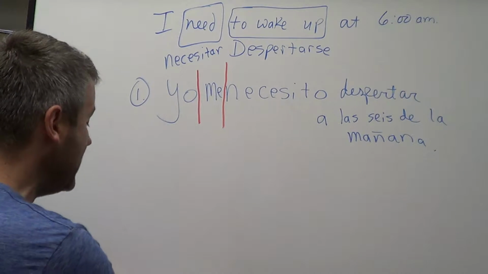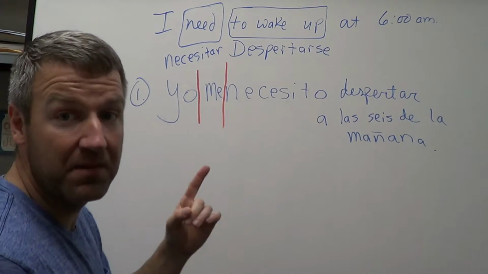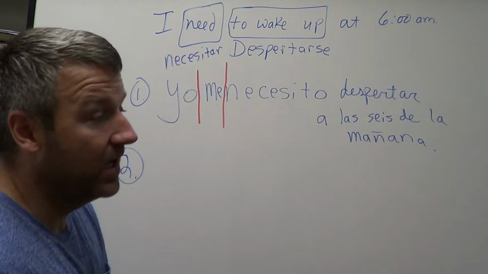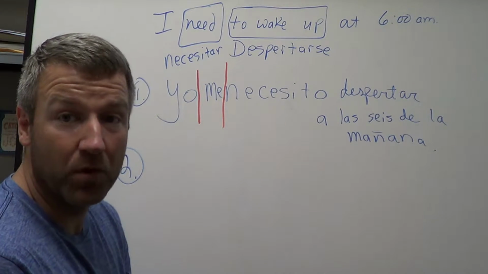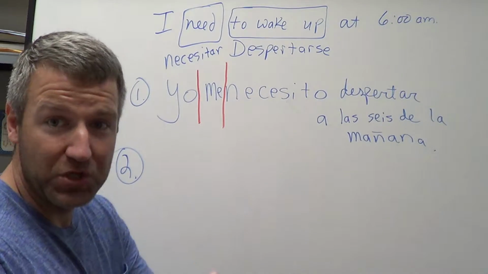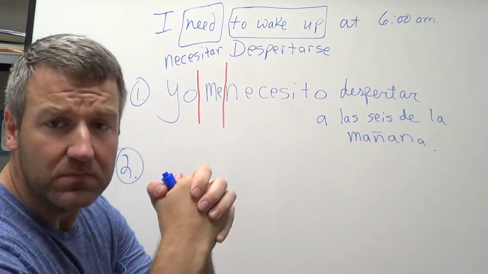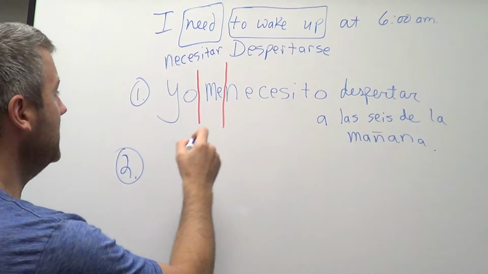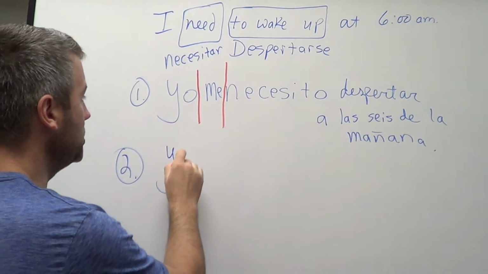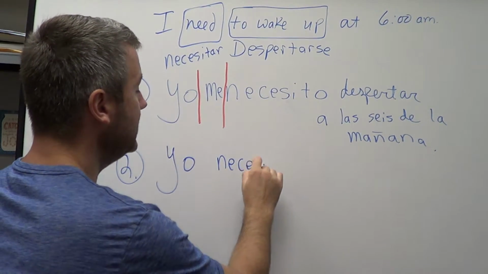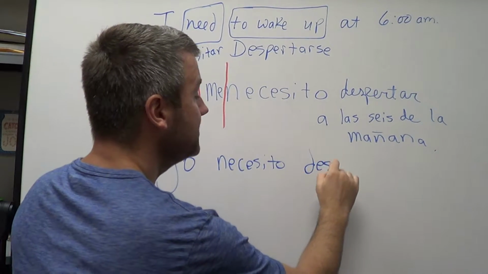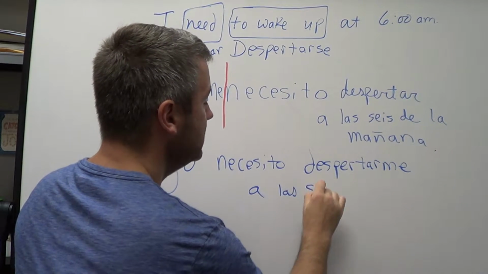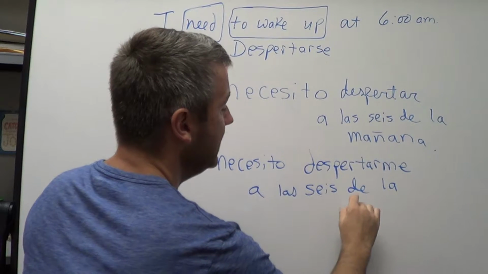All right? Well, we have another way that I can say the very same thing. It means the same thing, but it's just a different form. Again, it's kind of like you and your brother or you and your sister. You come from the same parents, but you have your distinct personalities and your distinct characteristics. So watch this right here. We can also say, yo necesito despertarme a las 6 de la mañana.